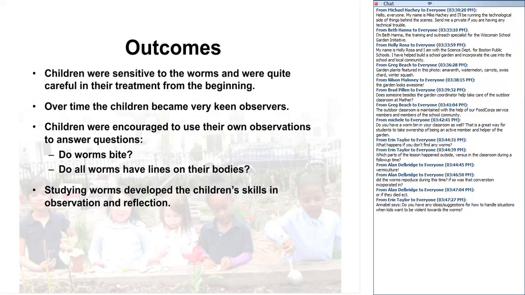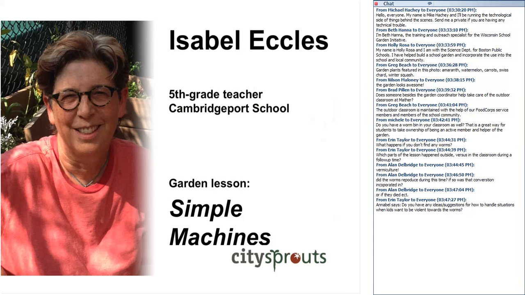Okay, so we're going to come back to you, Rosalind, with some questions, but first we're going to hear Isabel's presentation. So Isabel, please tell us about simple machines, and I think complex machines too, in the garden. Welcome, Isabel. Hi, everybody, and thanks for inviting me to talk.